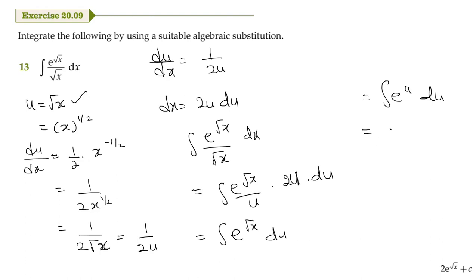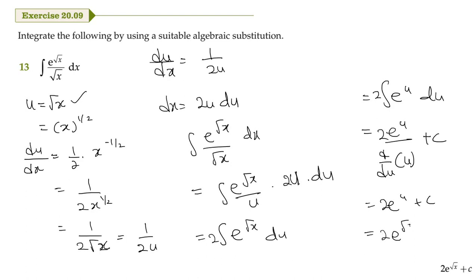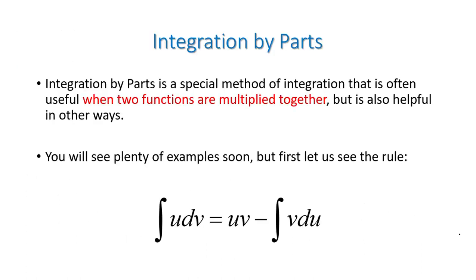And remember, when you integrate an exponent, you get the exponent back, but when you differentiate, it is a function of your power. So actually, you will get back exponent of u. Sorry, there is a 2 here, put it outside over here. So therefore, you will have 2 exponent of square root of x plus c. Right, so we are done with the substitution.